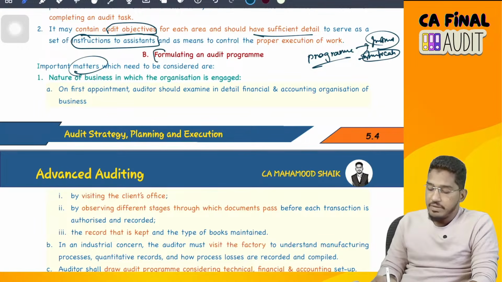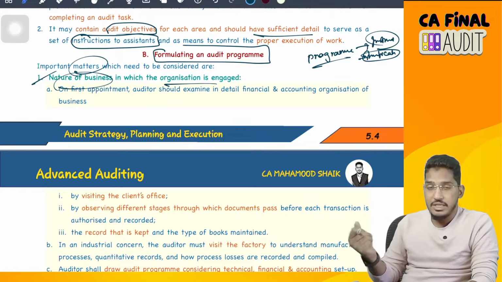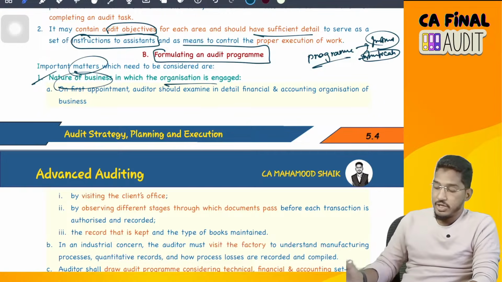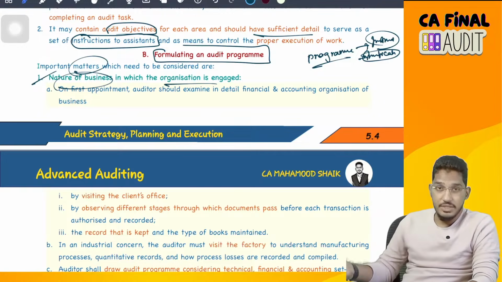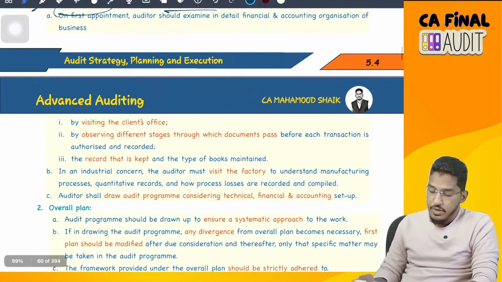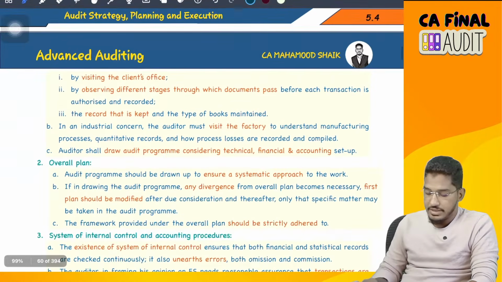So whenever you are formulating an audit program, there are various matters which you are required to consider, like what is the nature of business in which the organization is engaged. You have to pay attention. What is the client's business? Are they manufacturing? Are they service sector? If they are manufacturing, to which industry do they belong? If they are service sector, to which industry do they belong? Their laws and regulations and all those things we have to understand. So you need to draft the audit program after considering the nature of the business in which the organization is engaged.